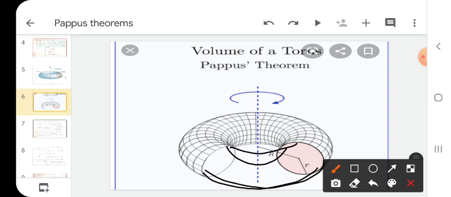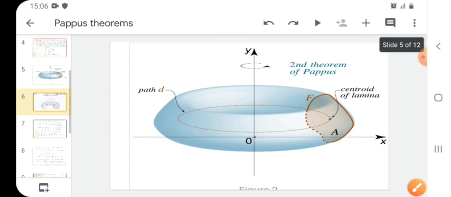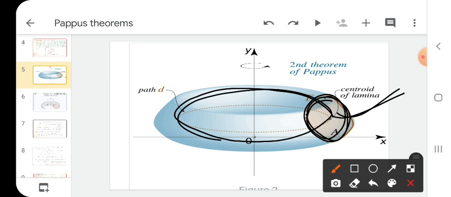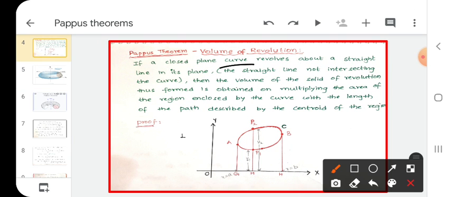When the closed curve revolves, we get this type of three-dimensional solid shape. This orange colored area is our closed curve. It revolves about the axis, and we get this donut shape solid. Next, if a closed plane curve revolves about a straight line in its plane, then the volume of the solid of revolution is formed by multiplying the area of the region enclosed by the curve with the length of the path.